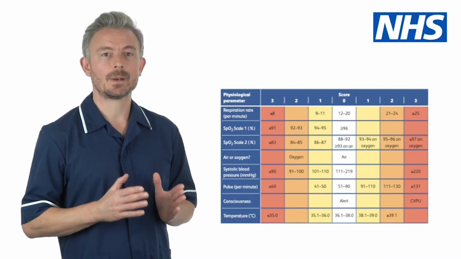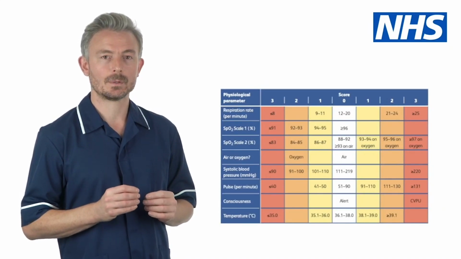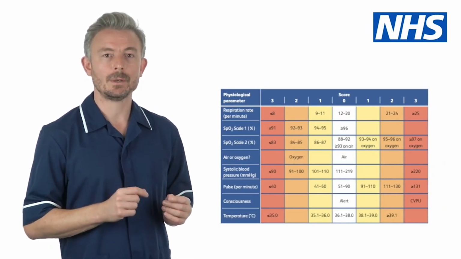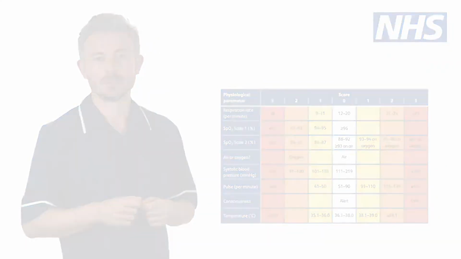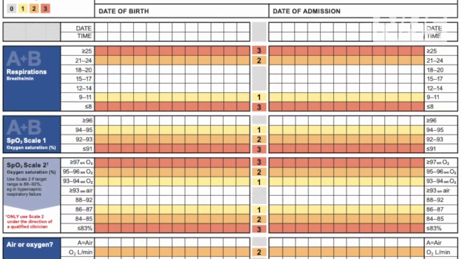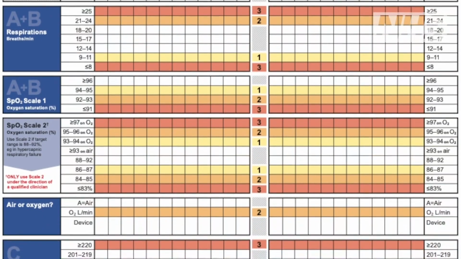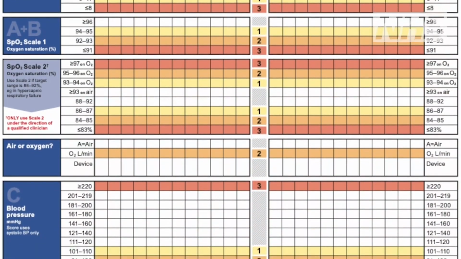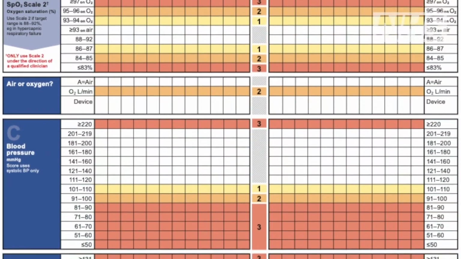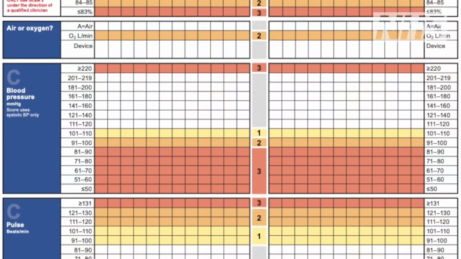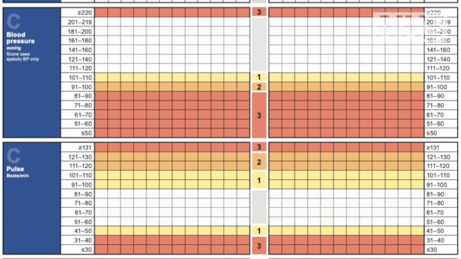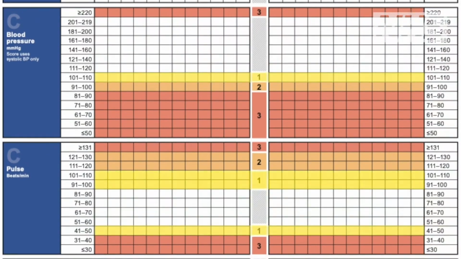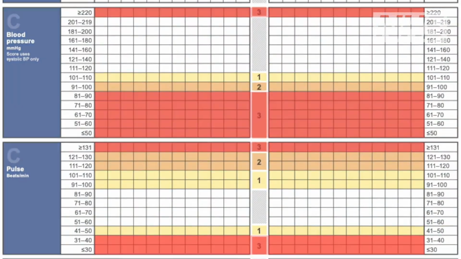In NEWS, each vital sign is given a score. The score ranges between 0, which would be normal, and 3, which is very abnormal. NEWS charts are colour-coded to help you add up the correct NEWS. If you are using a paper chart, you must write the vital sign in the correct place. This is because the colour shows you how many points to score. White is 0 points, yellow is 1 point, orange is 2 points, red is 3 points.